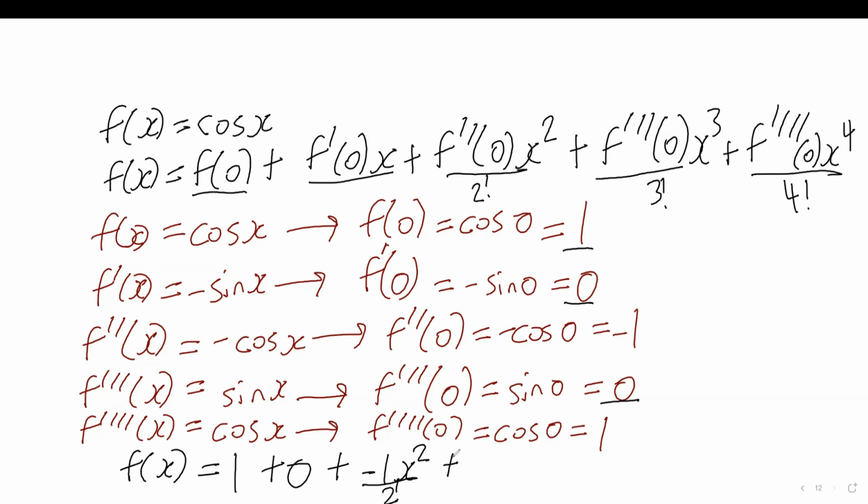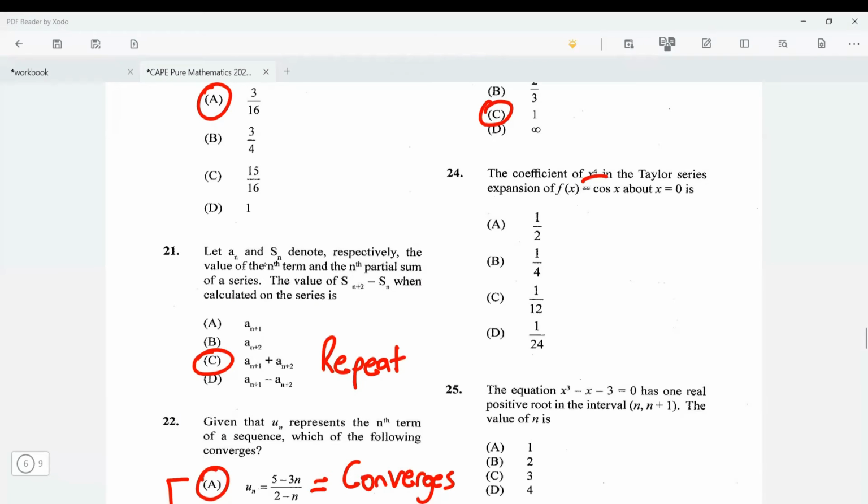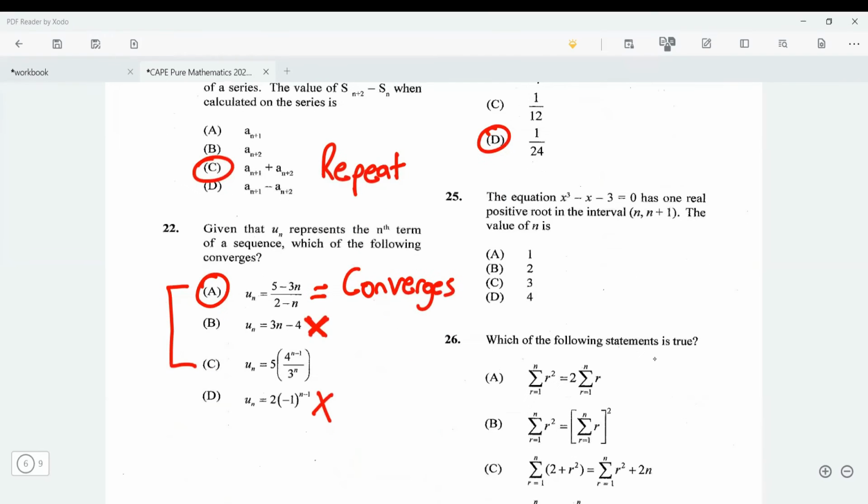That doesn't matter. We'll fix that. Then this f fourth prime, that is 1. So that is 1 over 4 factorial times x to the 4. I know this is repeating, but I just couldn't remember that it was a quarter x to the 4. So the coefficient of x to the 4, we get 1 over 4 factorial x to the 4. 4 factorial is 24, so it's option B. I know it did repeat, but I just couldn't remember from which paper.